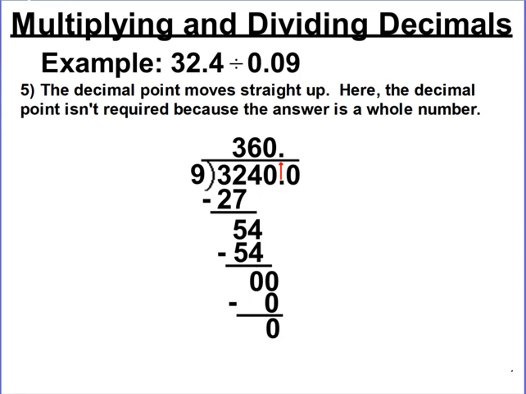So I'll just write one here real quick. You can put a 0 here if you want to. So you can write your answer as 360.0. You can just write it as 360. You really don't need a decimal point here because it's a whole number. But that is how you would place the decimal point if you're doing a division problem.